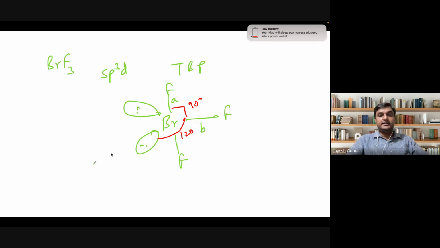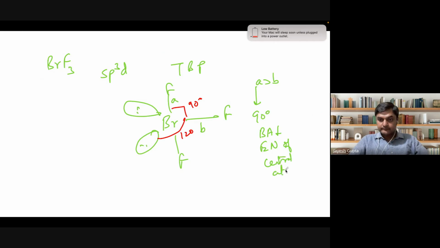So here you will get A greater than B, because in A you have 90 degrees. The bond angle is lower, the EN of the central atom will be lower, so your bond length will increase.